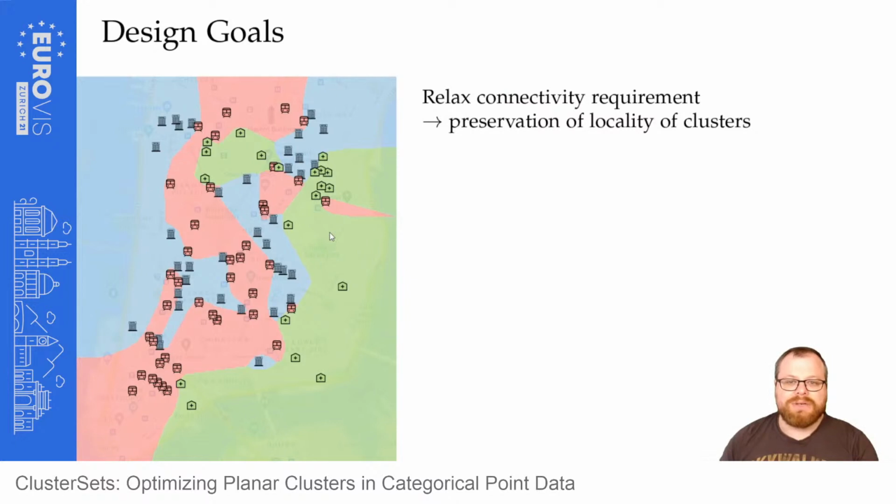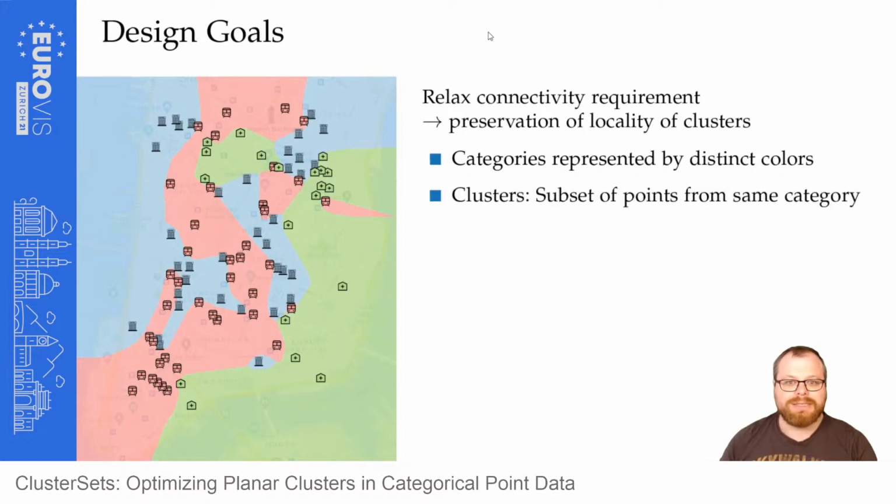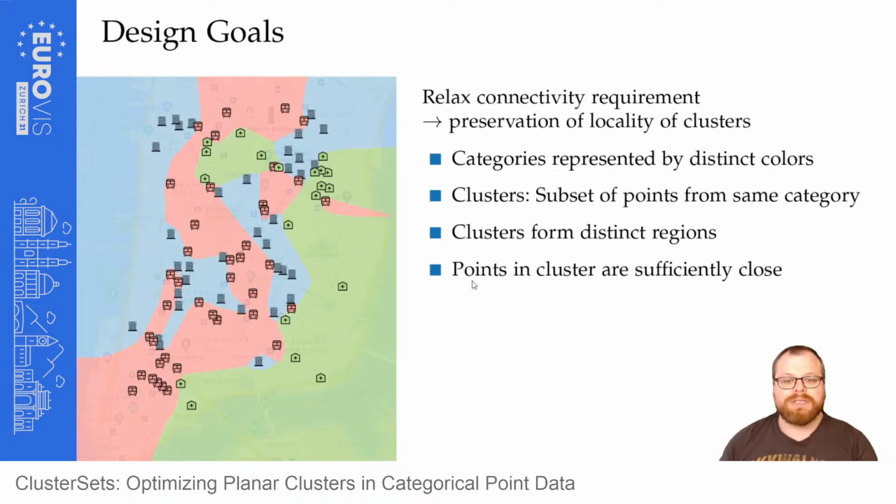The design goals of our approach are the following. We want the categories to be represented by distinct colors. We want to form clusters which are subsets of points from the same category. And these clusters should form distinct regions in the plane. For these clusters, we want that the points inside a cluster are sufficiently close, and we want to have a small number of clusters per category.